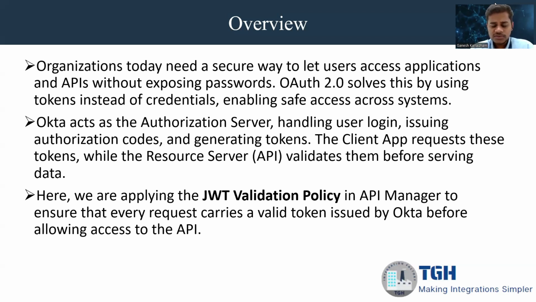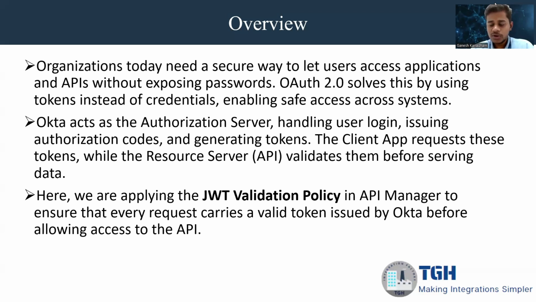It is an authorization service, as we know. It handles the user's login, issues authorization codes and generates tokens. The client app requests these tokens while the resource server validates them before serving data. So here we are going to apply the JWT validation policy in our API Manager to ensure that every request carries a valid token issued by Okta before allowing access to the API.